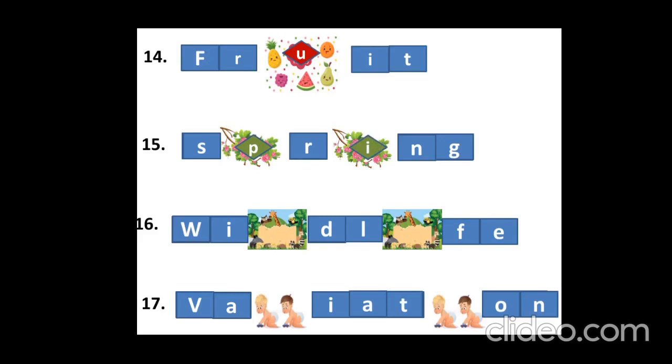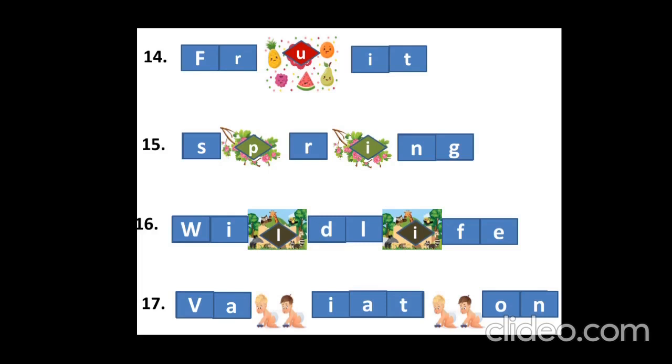Number 16. W-I. I can see a group of animals here, but they do not stay in towns or cities. They must be wild animals. So they stay in forests. Right? And they are called wildlife. W-I-L-D-L-I-F-E. Wildlife. I can see a giraffe, right? And I can see some animals and birds who we cannot find in towns or cities. So their habitat is mostly in the forests. These are the wildlife.